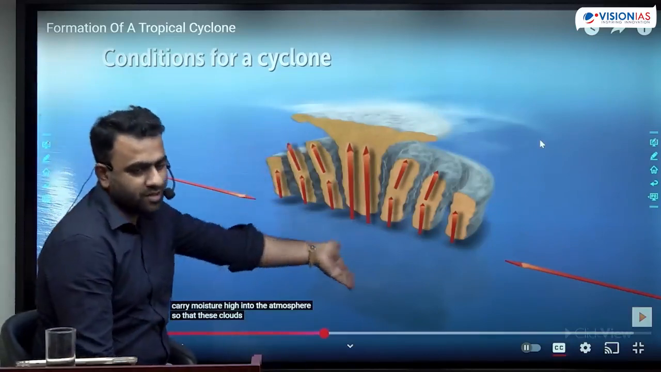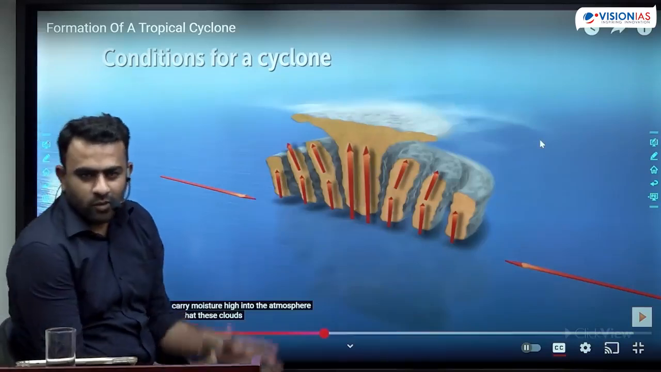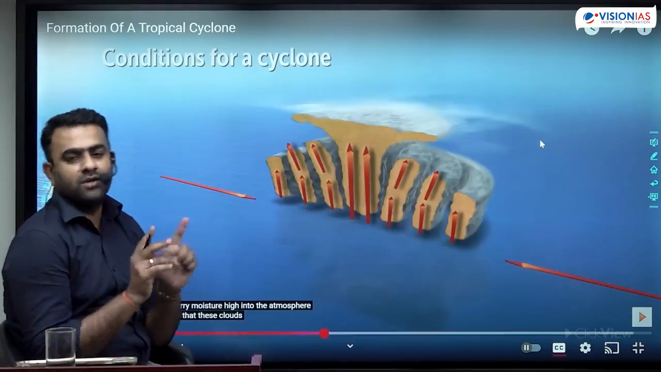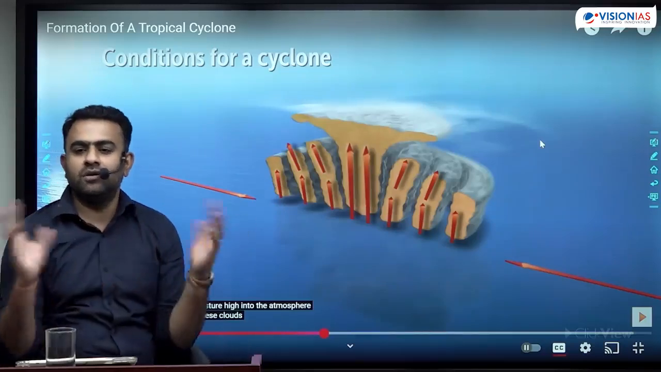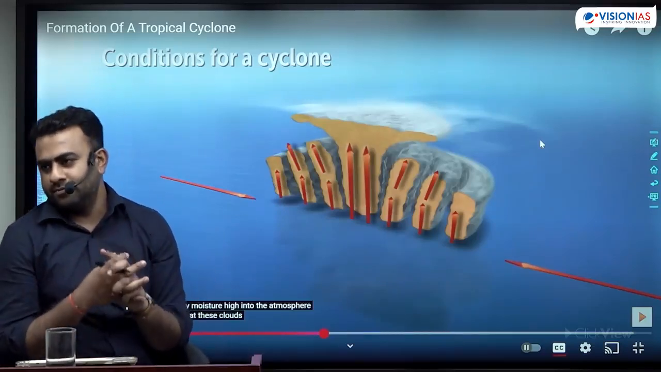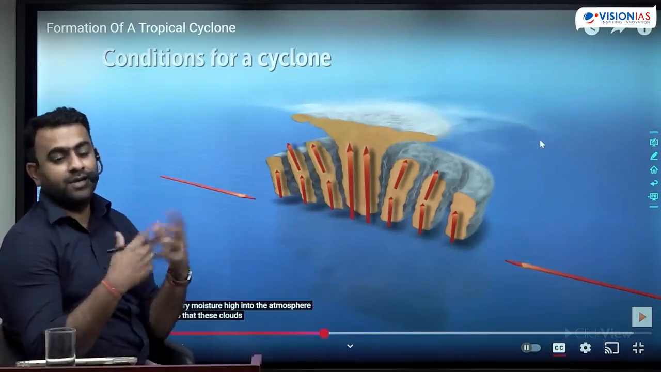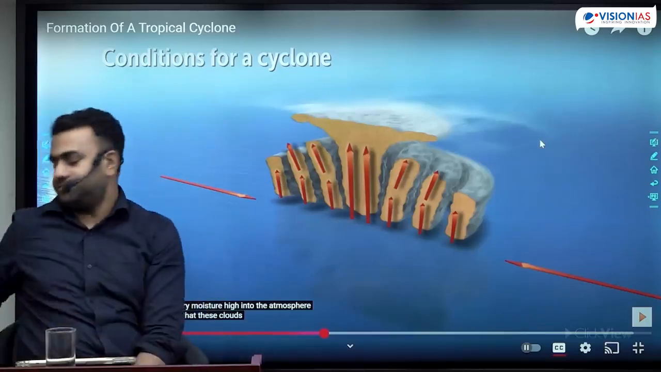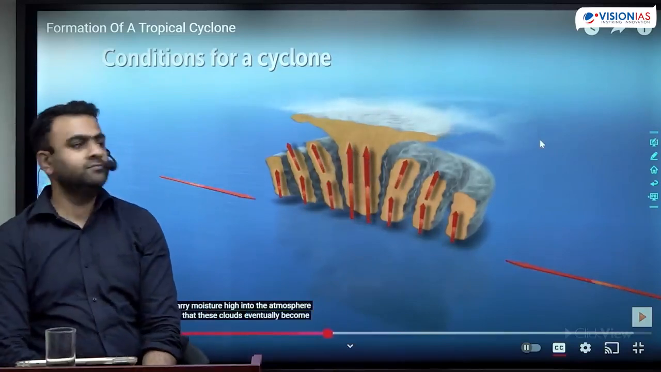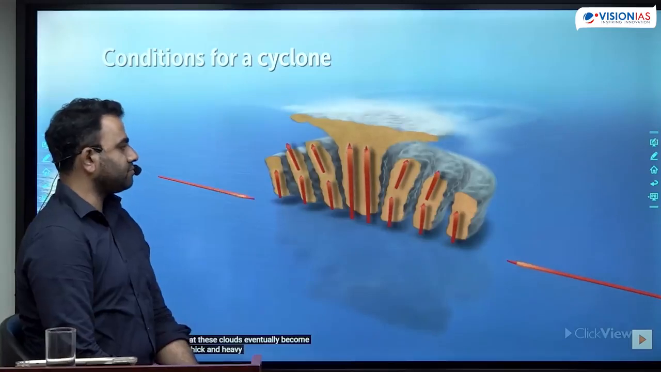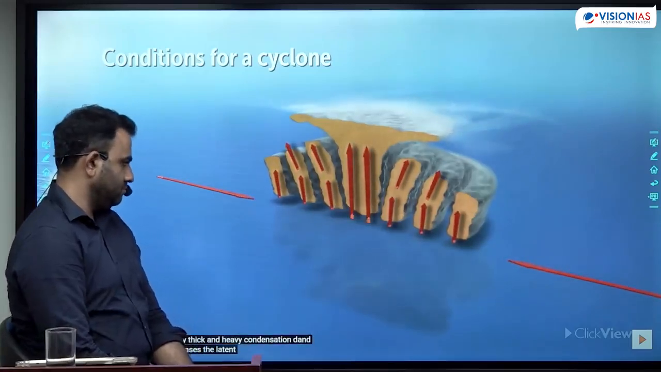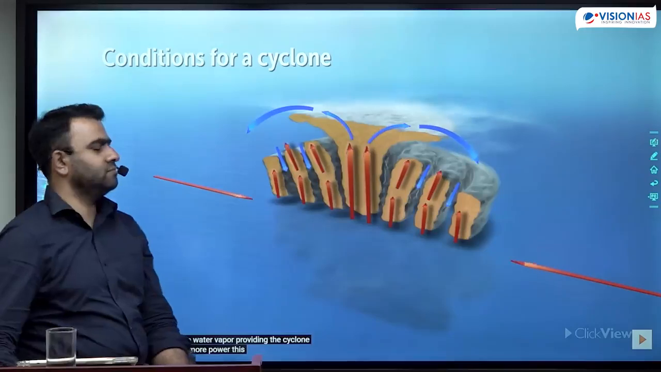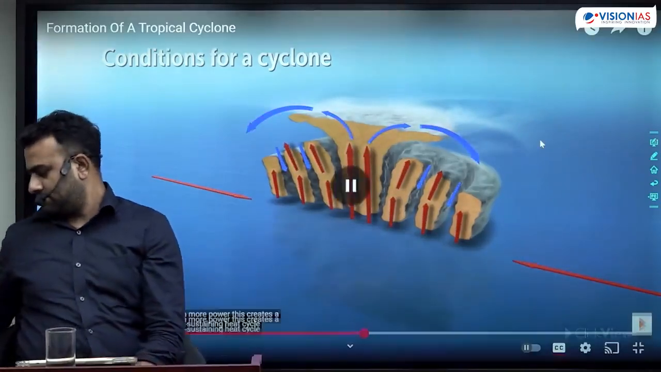And that heat is coming from the water surface. Only the water surface, big oceans, can store this much amount of heat. Lands will not be able to store. It will get heated up, you cause rainfall, it will cool down. So therefore, the system will not become bigger and bigger every day. Here it can grow to become bigger and bigger. These clouds eventually become very thick and heavy. Condensation then releases the latent heat energy stored in the water vapor, providing the cyclone with more power. This creates a self-sustaining heat cycle.